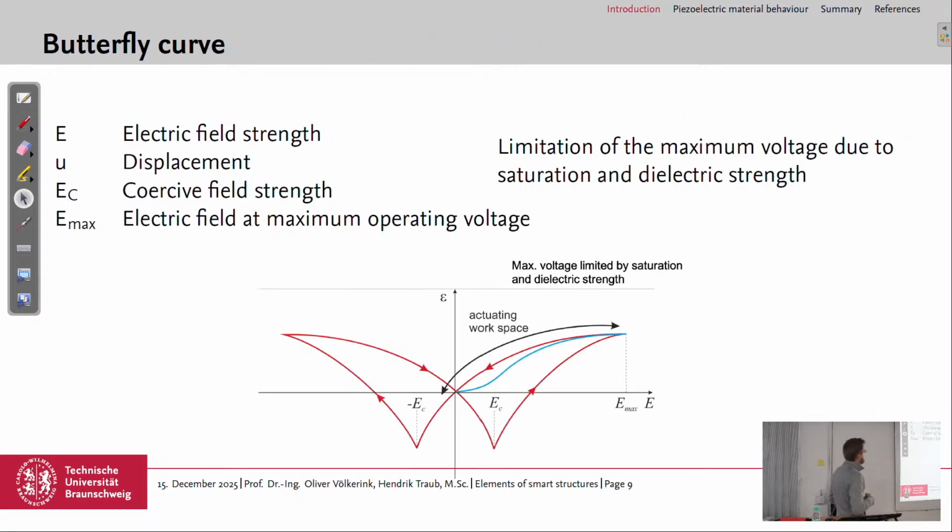We have some characteristic values here in the butterfly curve. We have the coercive field strength, which is this point and this point, where the polarization is lost, and it's the turning point between the directions of the polarization. And we have the maximum, and it's not signed in here, but here the opposite, so the minus Emax value. So these are the characteristic points of the butterfly hysteresis.